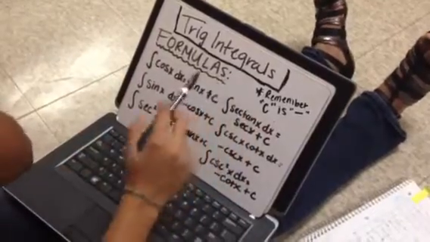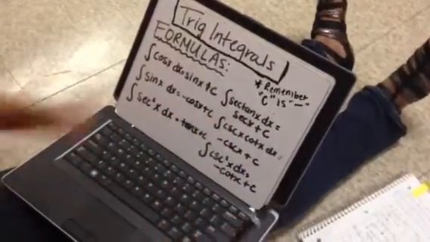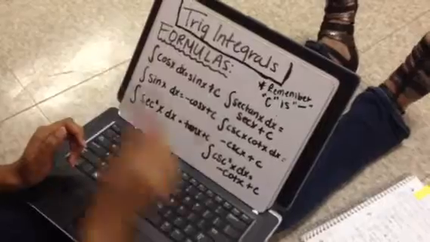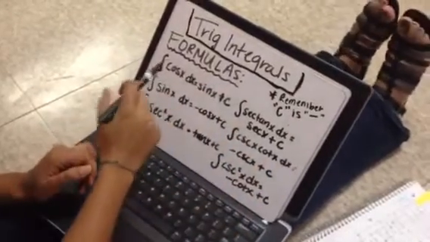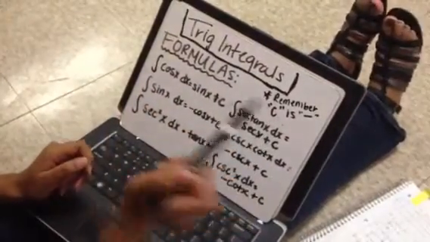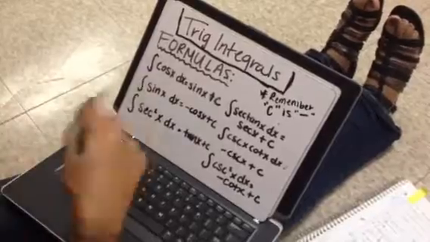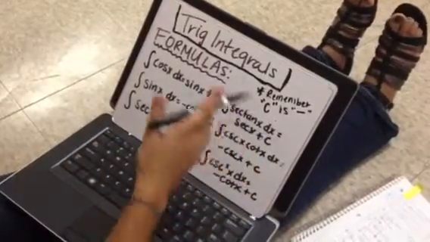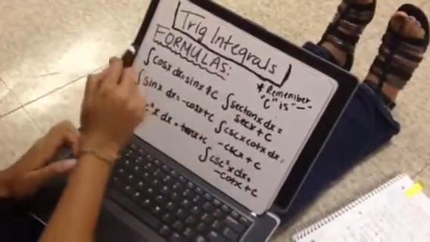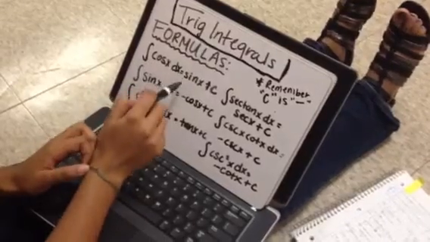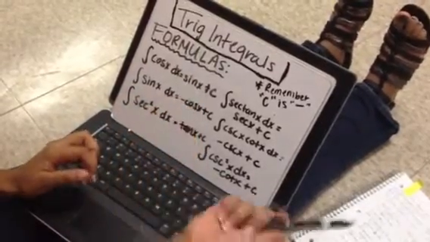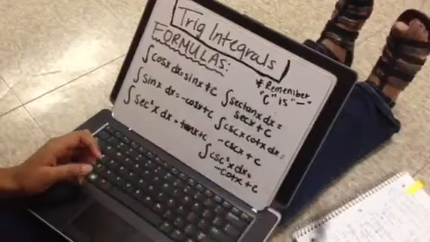So we're going to be doing trig integrals, and the first part before you start is you need to know the formulas and what they equal. So we're going to start off with cosine. You know the derivative of sine is cosine, but for integrals it's the opposite. So when you're taking the integral of cosine x, it's going to be sine x plus c. It's not going to be negative because you're going the other way.